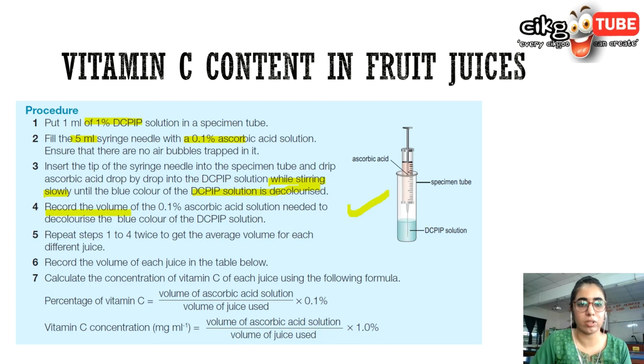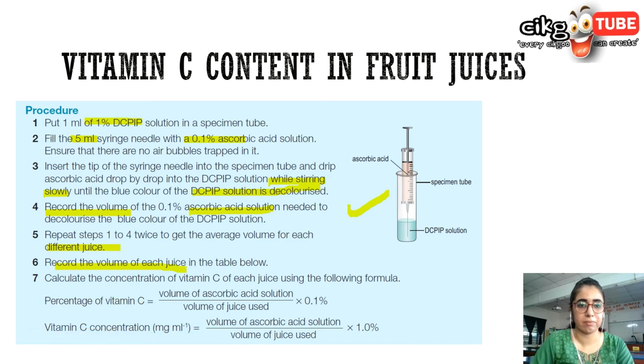So you record the volume of the ascorbic acid solution needed to decolorize the blue color of the DCPIP. And you repeat the same steps for different juices. So the ascorbic acid will be replaced by orange juice, carrot juice, and also lime juice. Then you record the volume of each juice. Then you can calculate by using the formula given in this table, where you calculate the percentage of vitamin C by dividing the volume of ascorbic acid solution by the volume of juice used, times 0.1%. You can read more about this experiment.